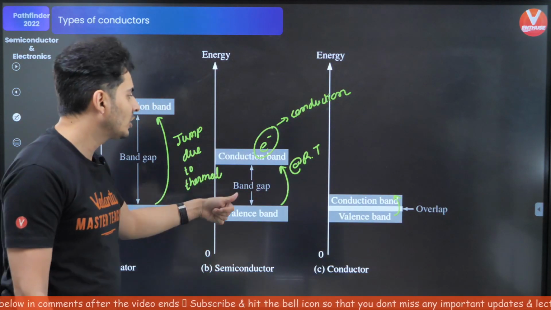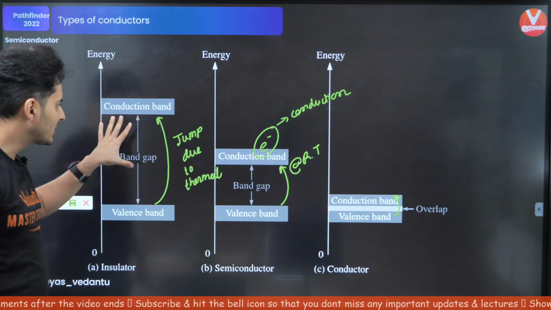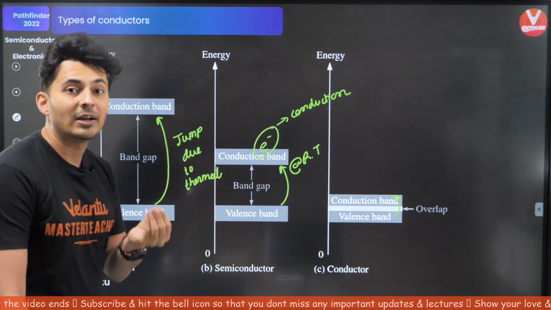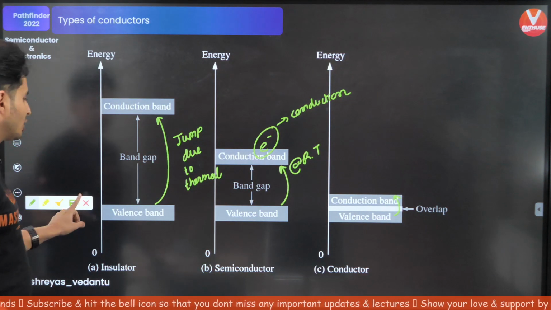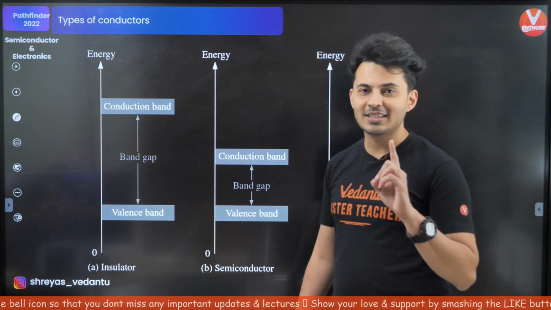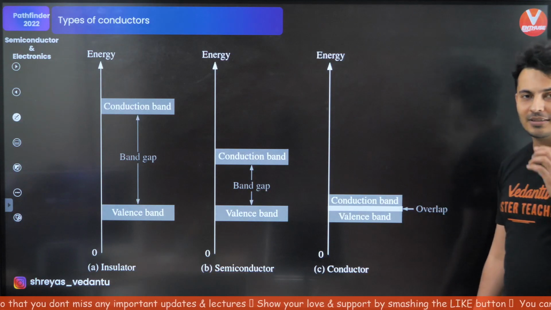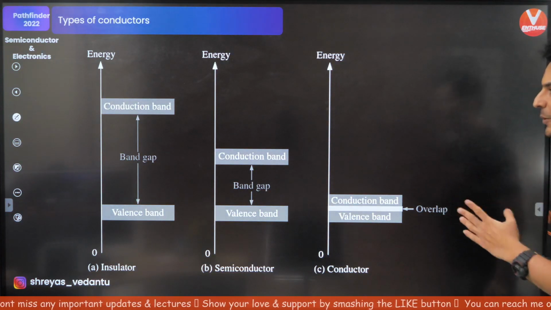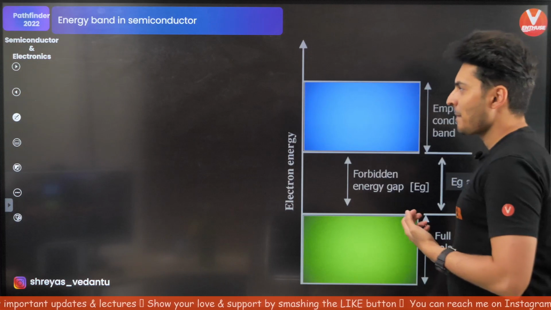This is a semiconductor because you need to heat it. This is an insulator, in spite of heating it, you cannot get the electrons to jump into the conduction band. Now do you understand the true difference between insulators, semiconductors and conductors? This is the true difference, energy wise.